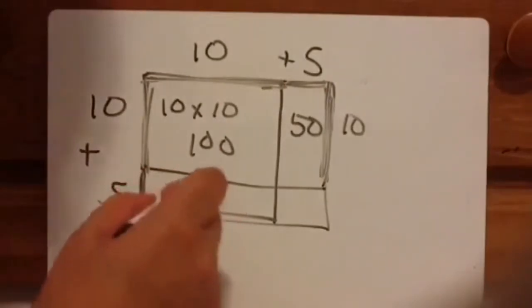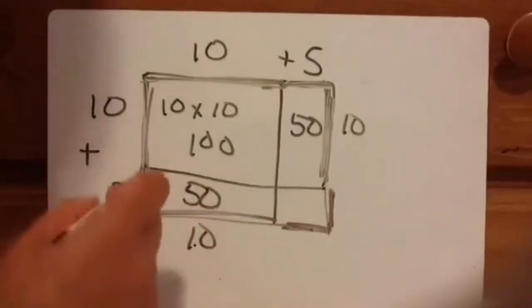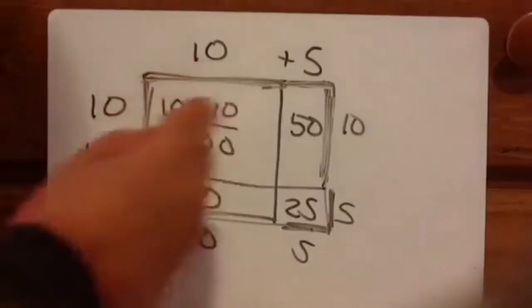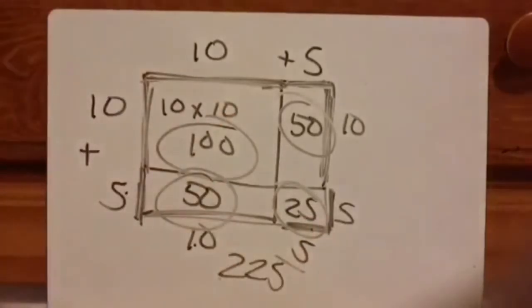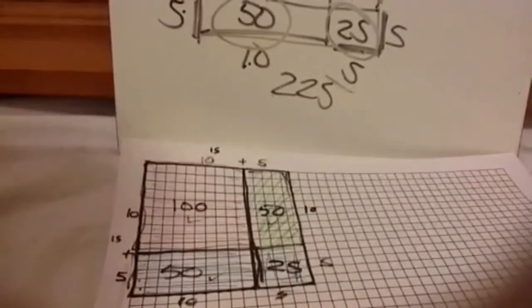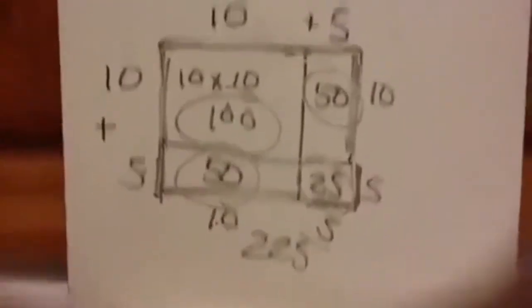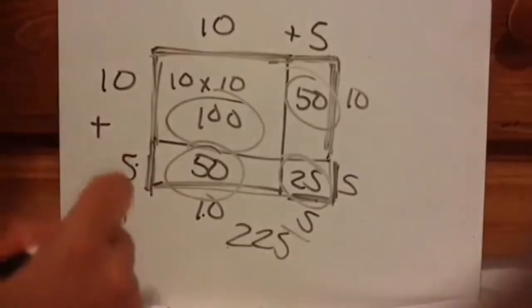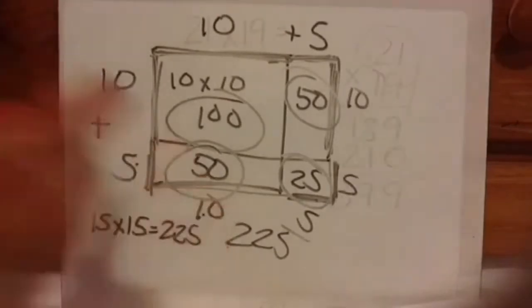So it's a 5 by 10, so that's 50. This is 5 because this is 5. This is 5 because this is 5. So a 5 by 5 is 25. So add them up. 100 plus 50 plus 50 plus 25 equals 225. So we talked about the array before I split this and colored it. That was a 15 by 15. Now this is an area model. This is an area model without grid paper, partial products. And the equation is 15 times 15 equals 225.